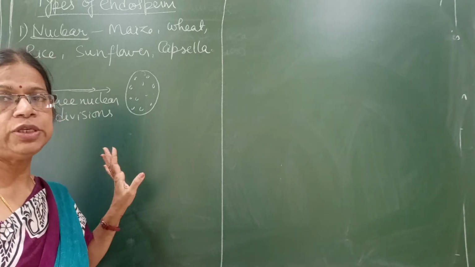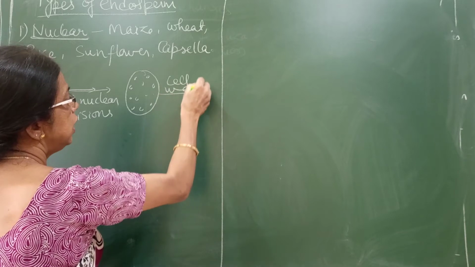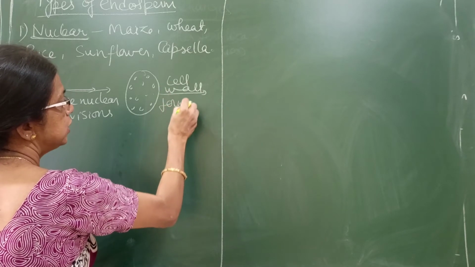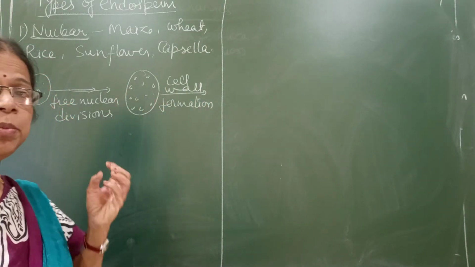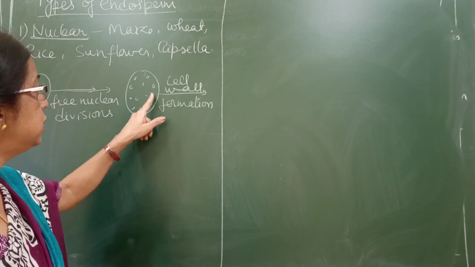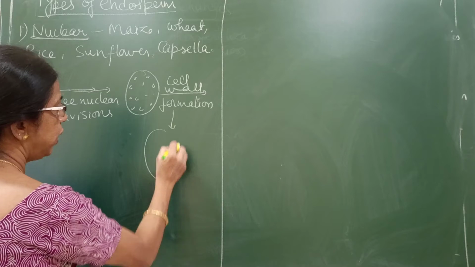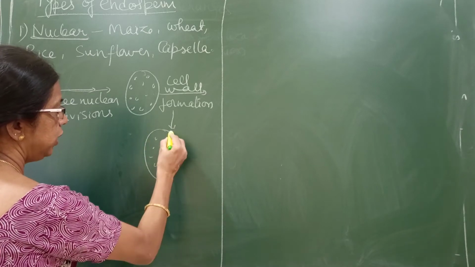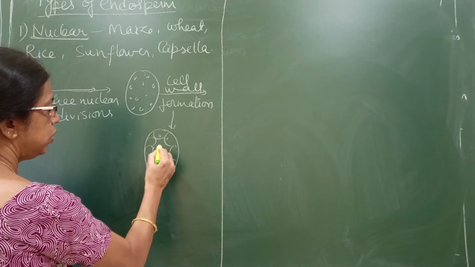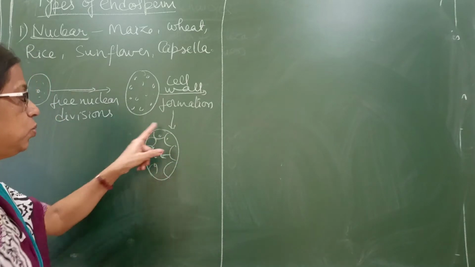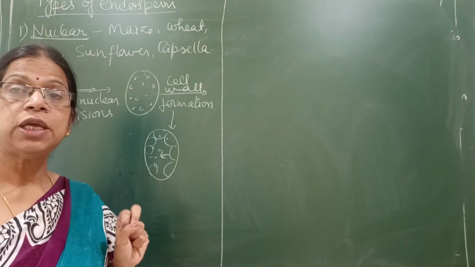After all nuclear divisions are complete, cell wall formation occurs. The cell wall is formed in a centripetal direction, that is, it starts from the periphery and proceeds towards the center, covering all these nuclei. Finally, the endosperm becomes completely cellular.